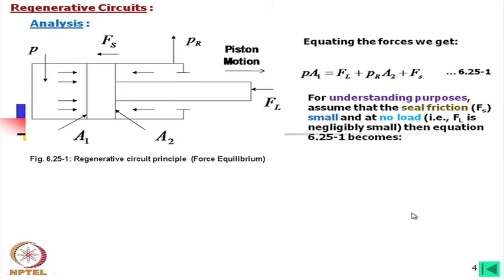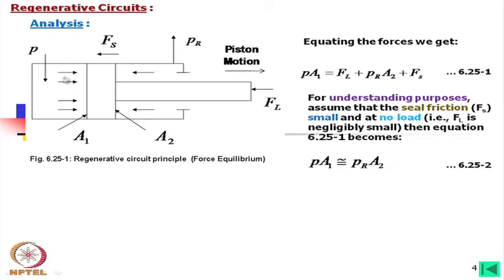Then equation 6.25.1 becomes P A1 is equal to PR into A2. In other words, just to understand, if we would like to generate a pressure here, we can put a restrictor here. Say we can connect this path to a pressure relief valve, which is set at some pressure, maybe up to this pressure. In that case, this will generate a pressure, say any pressure; this pressure relief valve is set at any pressure, say 5 megapascals.